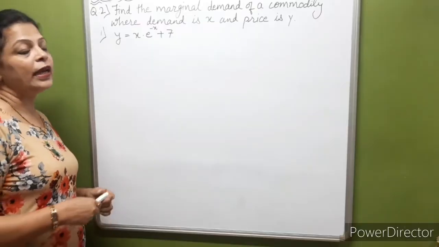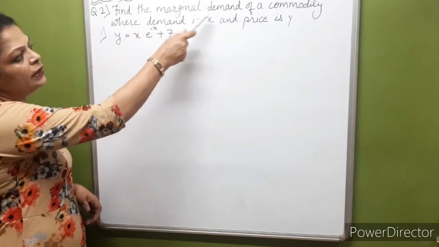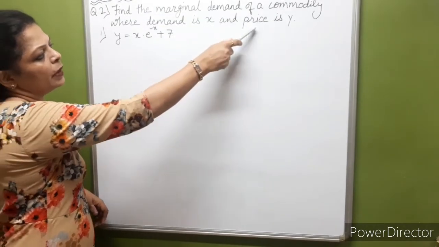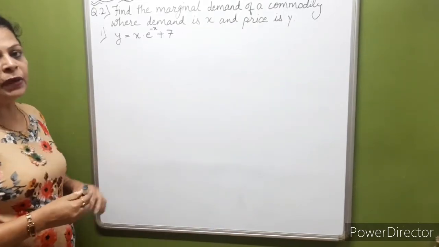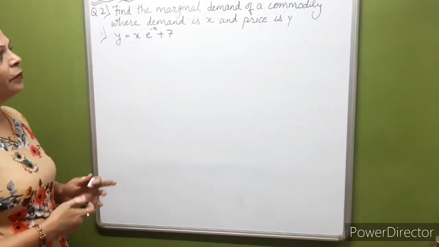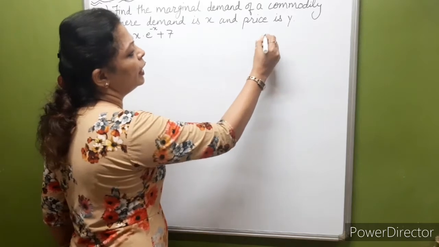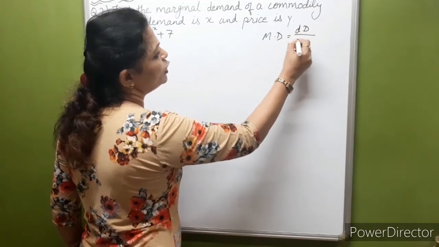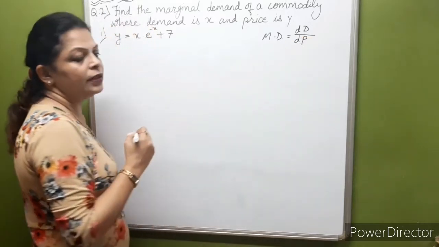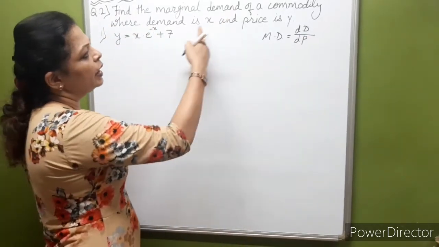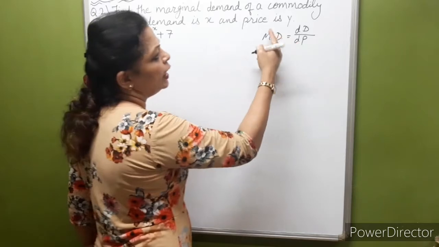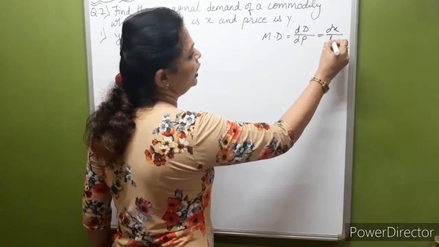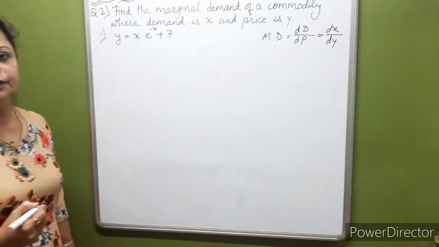So let us see the second question. Find a marginal demand of a commodity where the demand is x and price is y. Now this marginal demand we have done last year. Marginal demand is nothing but, yes, derivative of demand with respect to price, isn't it? But over here the demand is x and price is y. So that means we have to find actually dx by dy.